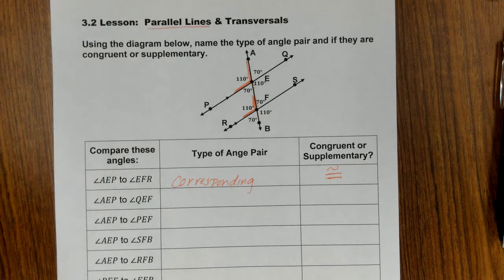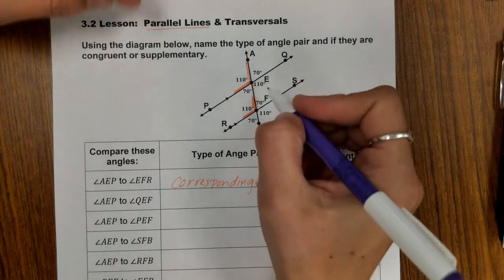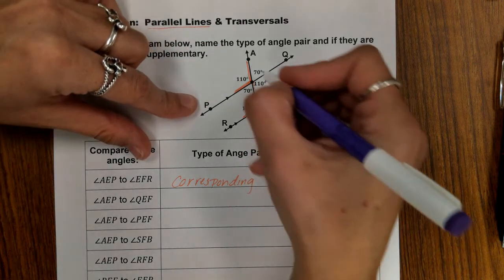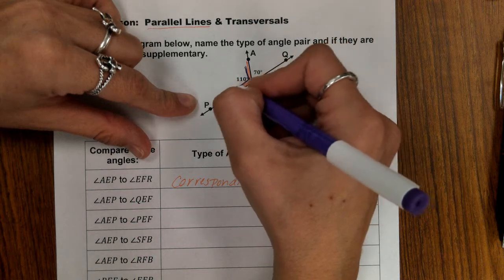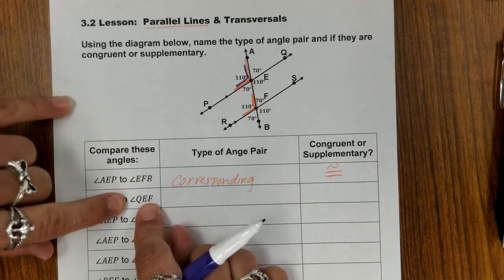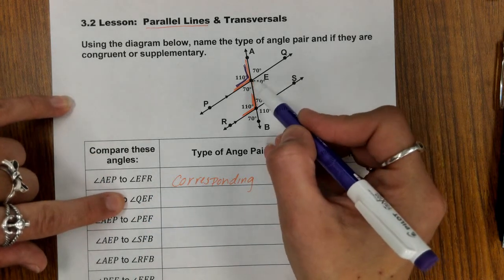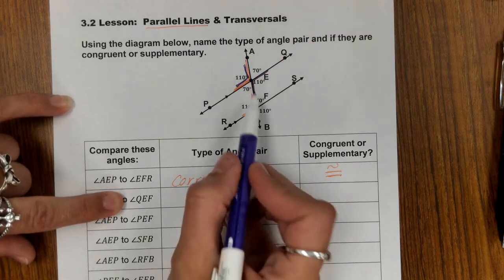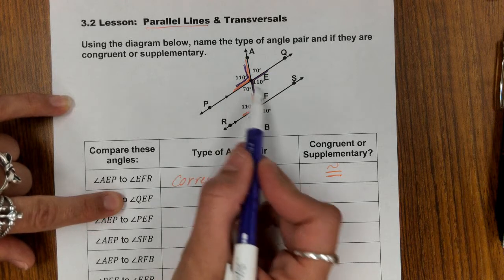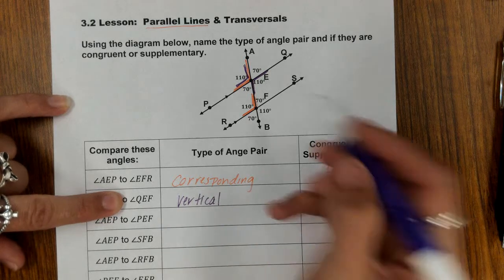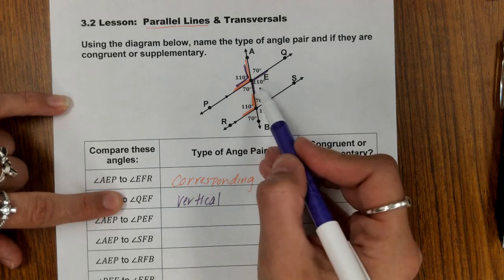Okay? Next, we're going to take a look at angle AEP. So we're going from point A, which is up here, down to E, over here to P. So we're using the same angle. Just going to do another color, kind of layer it. And we're going to compare it to angle QEF. So look from Q to E to F. So we're looking for this guy right here. As we have learned, when you have angles across the vertex from each other, we have vertical angles. Take a look at our angle measurements, and they are congruent.